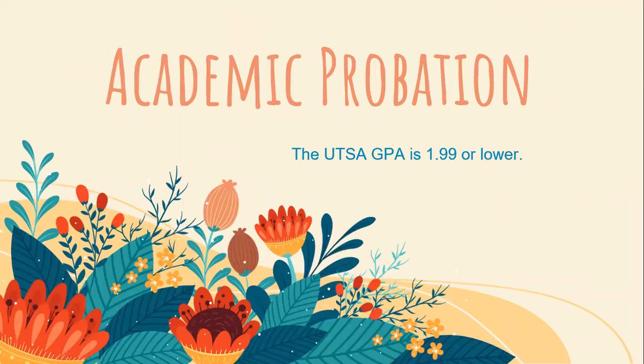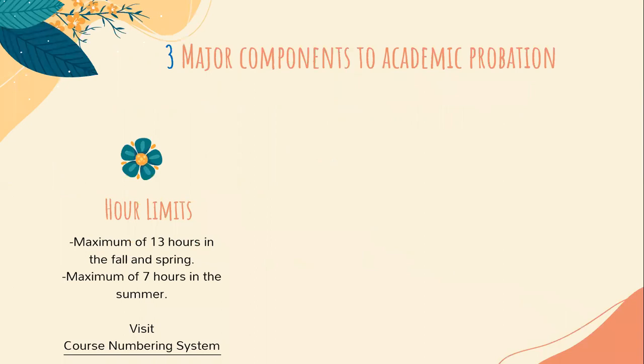A student is considered to be on academic probation when the UTSA GPA is at a 1.99 or lower. A 2.0 is the required minimum UTSA GPA in order to be in good academic standing. Now, if a student is on academic probation, there are 3 different components to consider. The first one is the hour limitations.